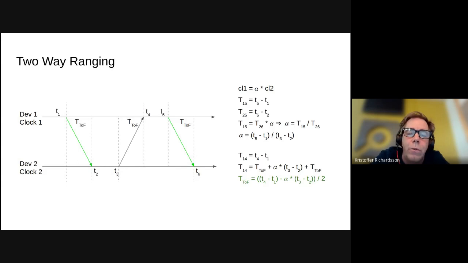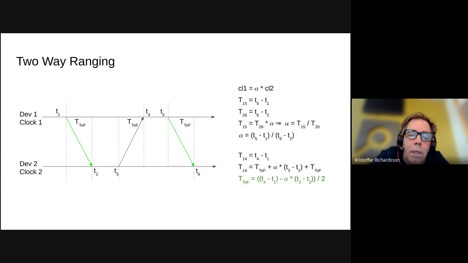But if we assume that the Crazyflie has not moved here, then we know that the time of flight is going to be the same for both packets. So what we can do is simply to take the time delta T1 to T5 and divide it by the time delta T2 to T6. And that's going to give us the alpha.